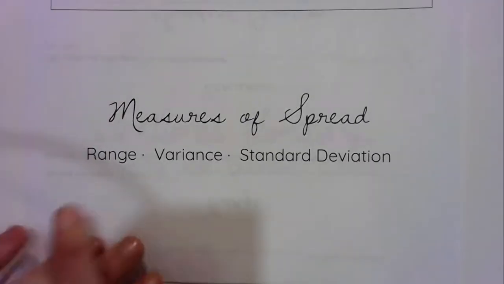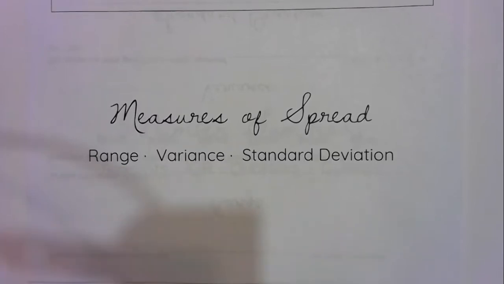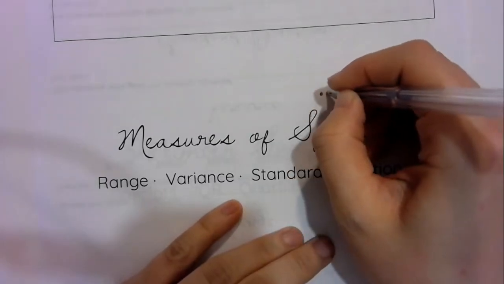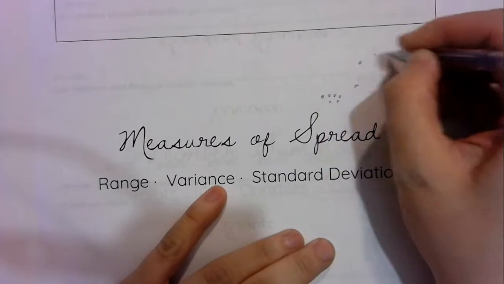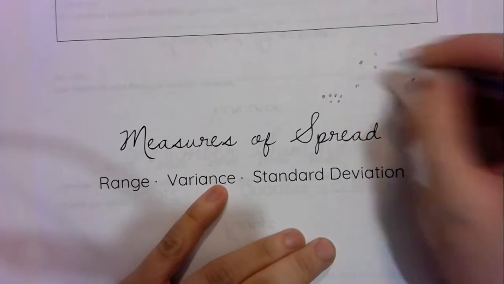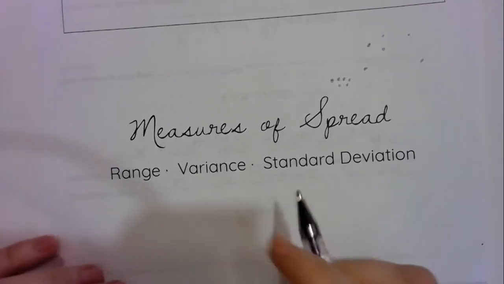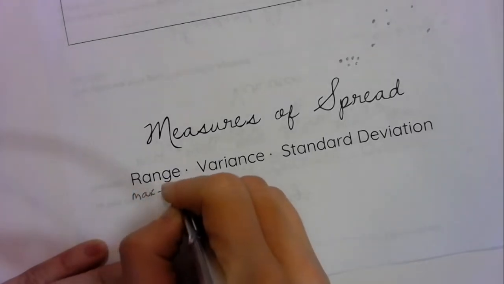Welcome, this is Miss P, and today we're going to look at measures of spread, which is range, variance, and standard deviation. So when we talk about measures of spread, we're talking about, are our data points really close together, or are they really far apart? And these are just some numbers that are going to help us decide which is which. So range, you've probably done a lot. It's when you take the maximum point and subtract the minimum point.